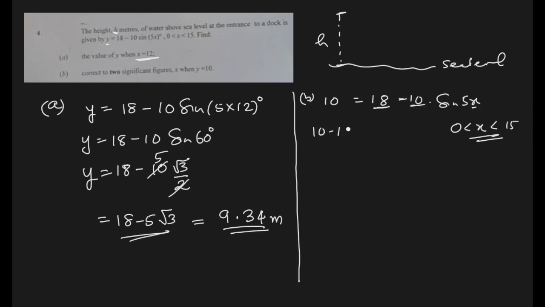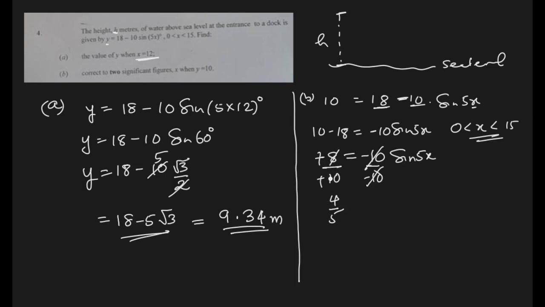So 10 minus 18 equal to negative 10 sine 5x. Another mistake, they ignore this negative. It is with 10, not with anyone else. So negative 8 equal to negative 10 sine 5x. And let's divide both sides by negative 10. Negative cancel, 4 over 5, right? If I cancel these two, 4/5 equal to sine 5x.